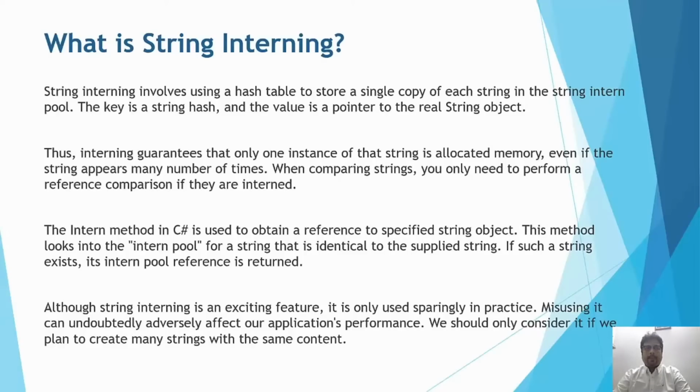The Intern method in C# is used to obtain a reference to a specified string object. This method looks into the interned pool for a string that is identical to the supplied string. If such a string exists, its intern pool reference is returned. But although string interning is an exciting feature, it should be used only sparingly in practice. Misusing it can adversely affect your application's performance. We should only consider it if we plan to create many strings with the same content.